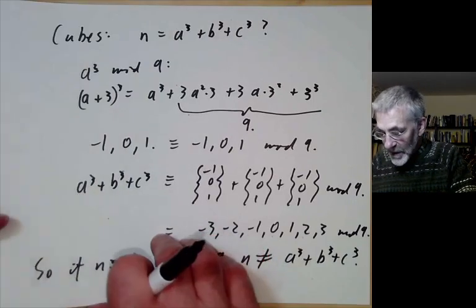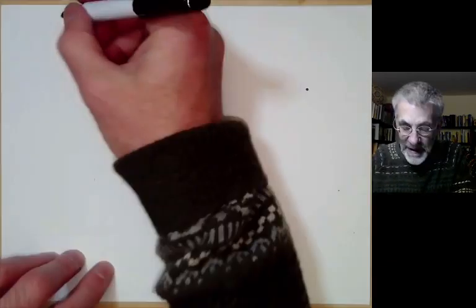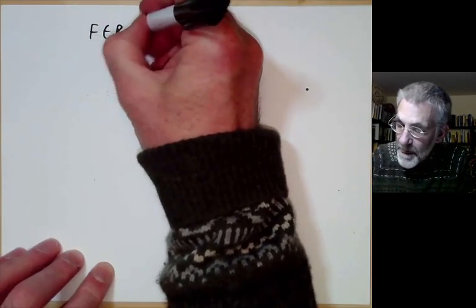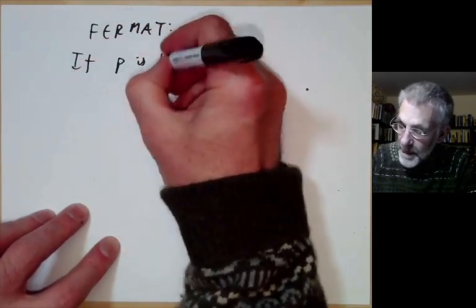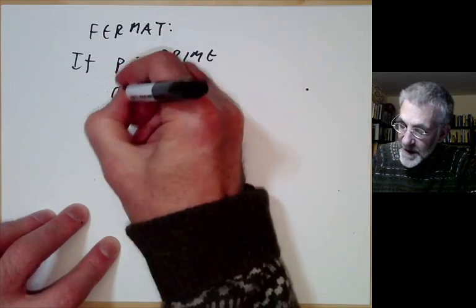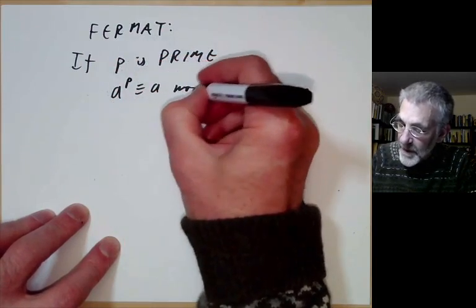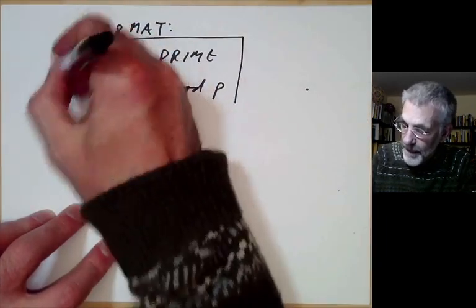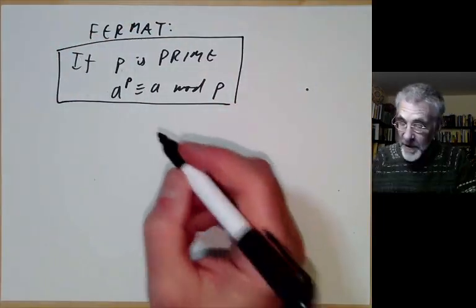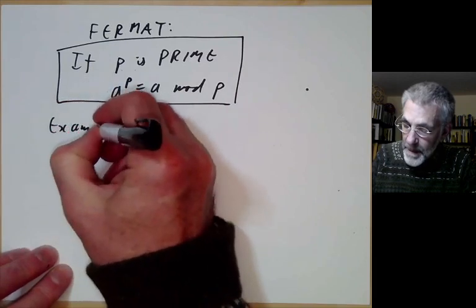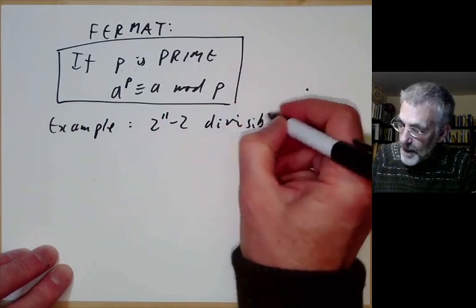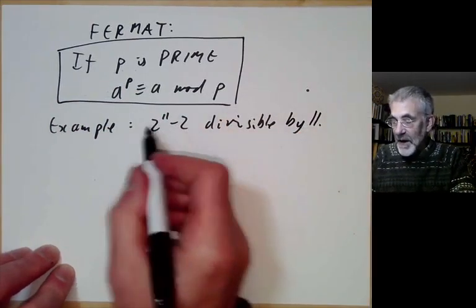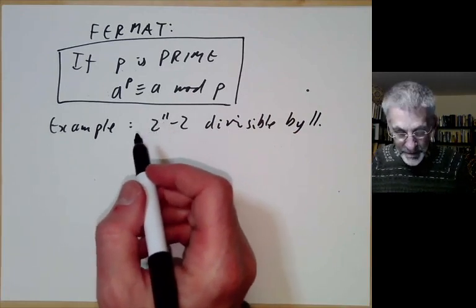So now we'll come to perhaps the single most useful theorem about congruences, which is due to Fermat. And this says if p is prime, then a to the p is congruent to a modulo p. For example, we know immediately that 2 to the 11 minus 2 is divisible by 11 without actually calculating 2 to the power of 11.